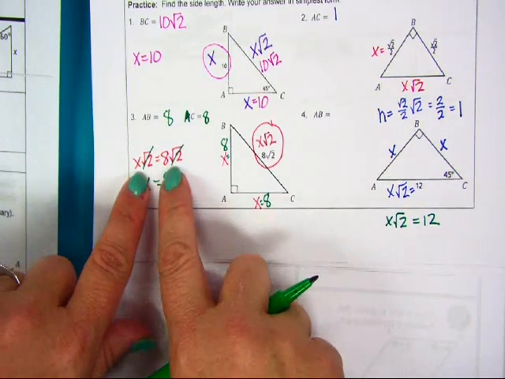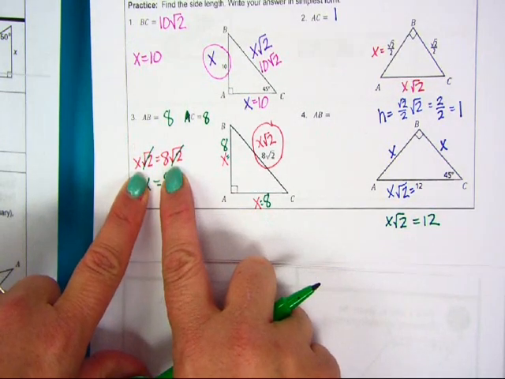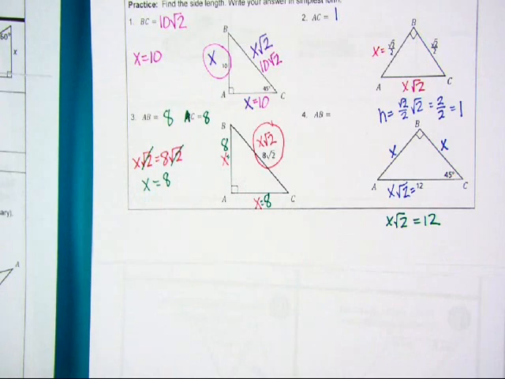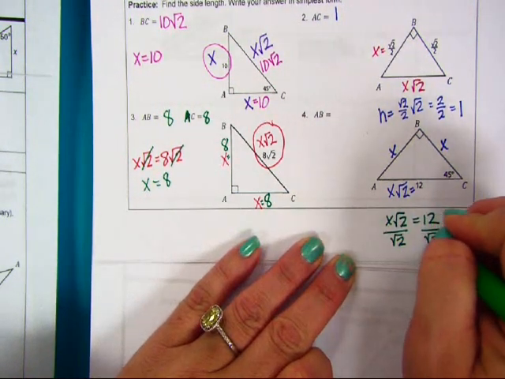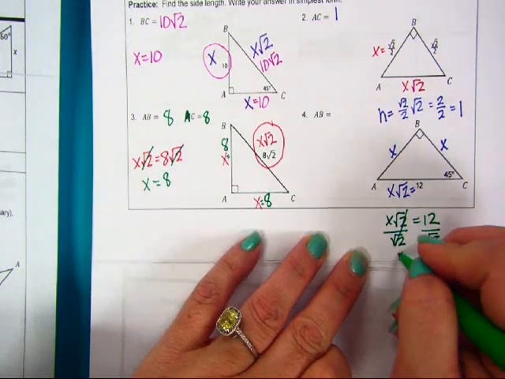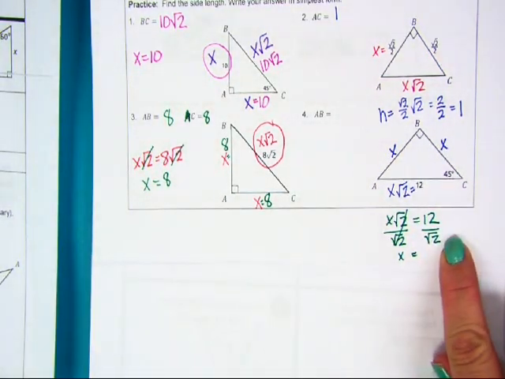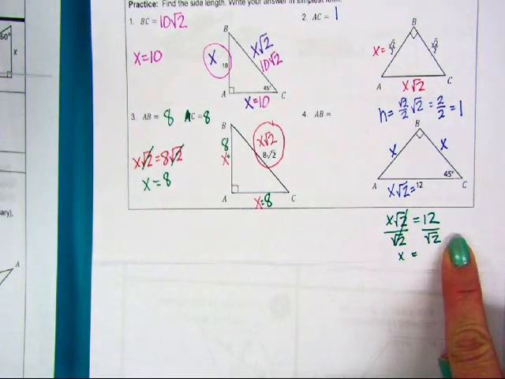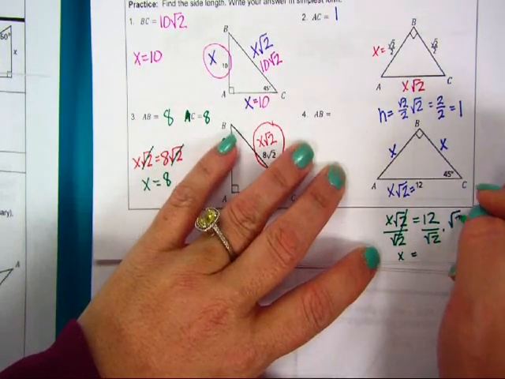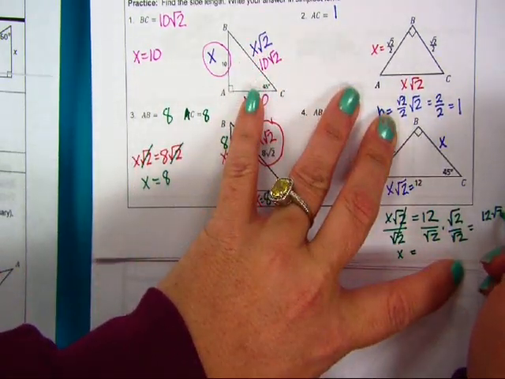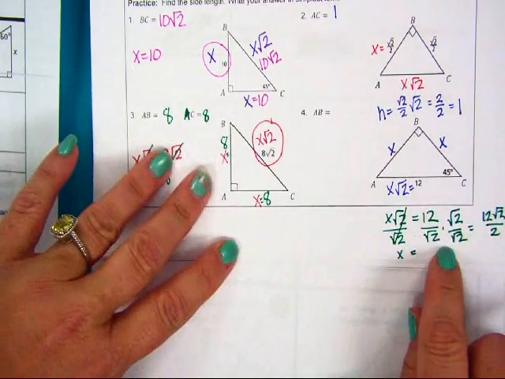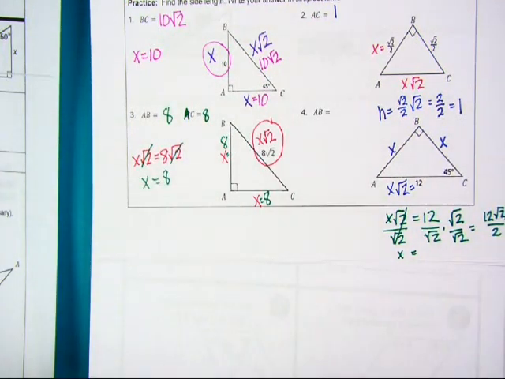Well, just like over here, when x square root of 2 was equal to 8 square root of 2, the square roots of 2 canceled out because I could see them both. Well, if I do the same thing over here, notice now I have x equals. But what's the rule with square roots being in the bottom? No square roots. So we have to rationalize. So I'm going to multiply top and bottom. So now I've got 12 square root of 2 over 2. Because remember, when you multiply a radical by itself, it's just the number. All right. So now I have 12 square root of 2 over 2.